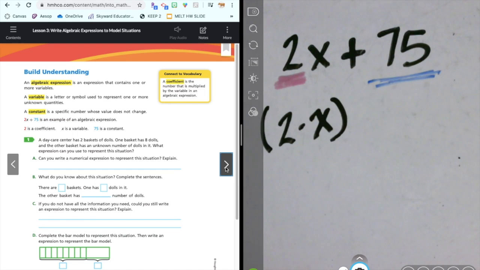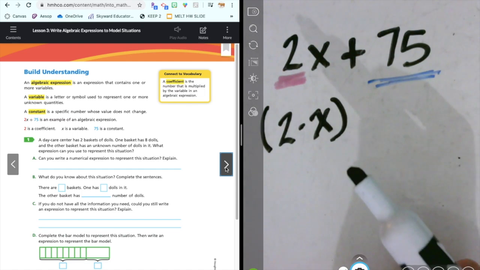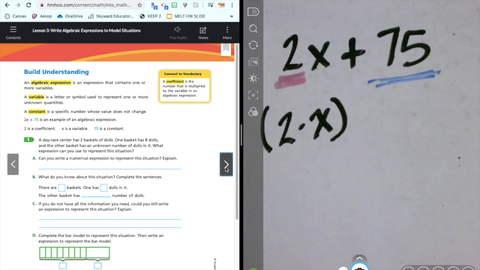Constants are usually easy to pick out because they're just a number all by themselves. 75 is constant. It's never changing. It's going to be 75 no matter what. Whereas a variable varies or changes. We don't know its value right now, but it could be many different things.